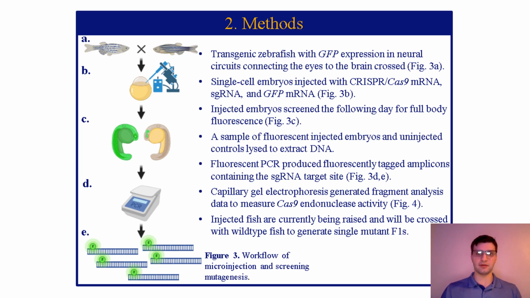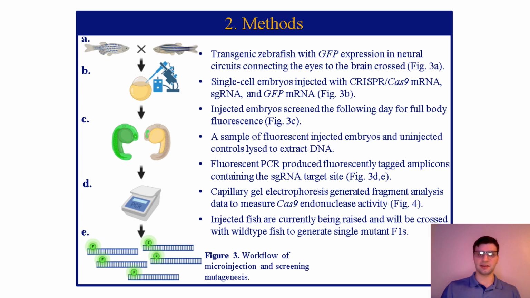The embryos were then injected at the single cell stage with Cas9, the guide RNA, and GFP, and the next day embryos were screened for ubiquitous GFP expression to verify integrity of the injected RNA. A sample of GFP-positive embryos as well as uninjected controls were lysed to extract genomic DNA, and fluorescent PCR amplified DNA fragments containing the guide RNA target site and tagged them with an M13 fluorescent primer. The fluorescent PCR product was then run using capillary gel electrophoresis, and fragment analysis was used to measure Cas9 activity.